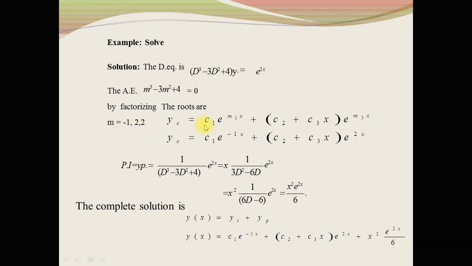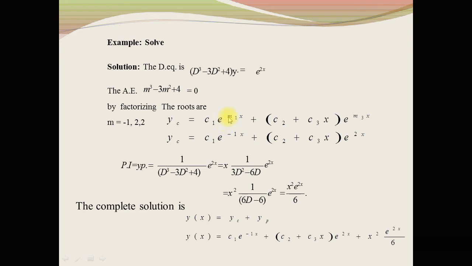Now the complementary solution. Since these two roots are real and repeated, for real and repeated the complementary solution part will be (c2 plus c3x) into e power m3x, and for real and unrepeated roots the complementary part solution is c1 e power m1x. So there are two cases. One case is the roots are real and different, and the other case the roots are real and repeated. For real and unequal, the complementary part is c1 e power m1x, and for real and repeated the complementary part is (c2 plus c3x) into e power m3x.